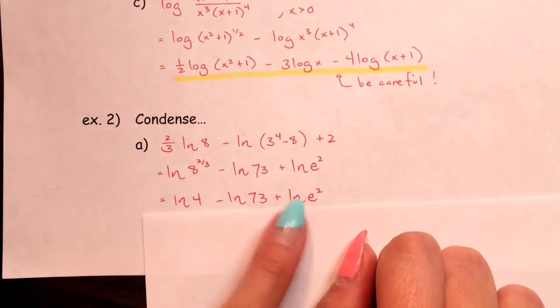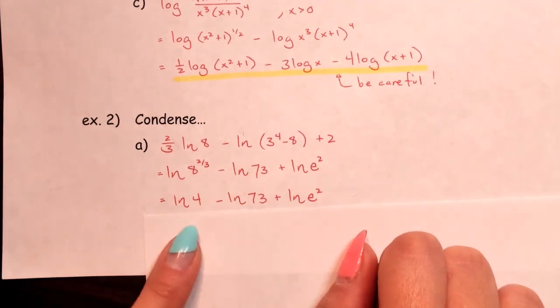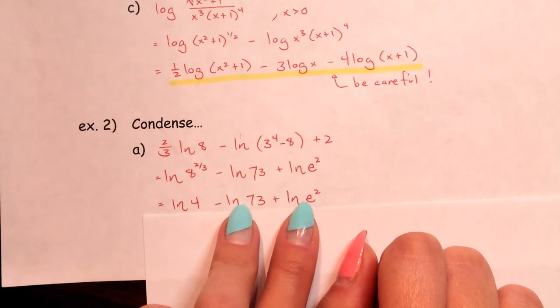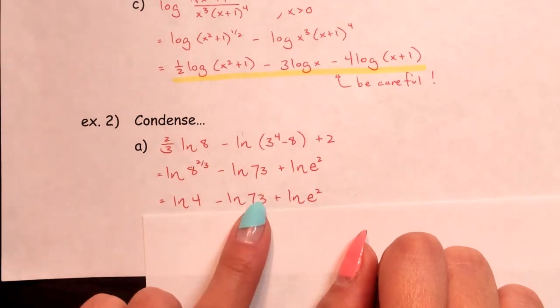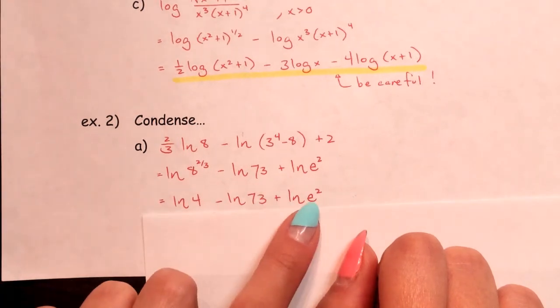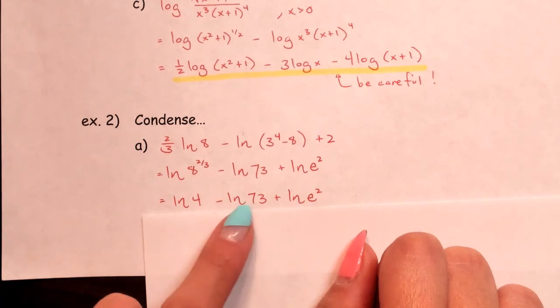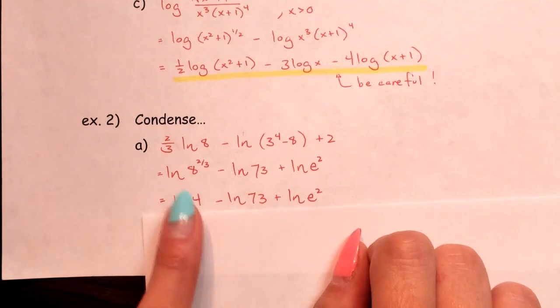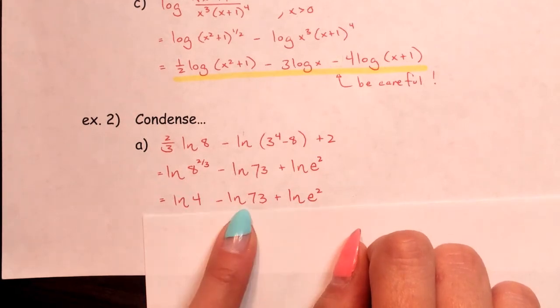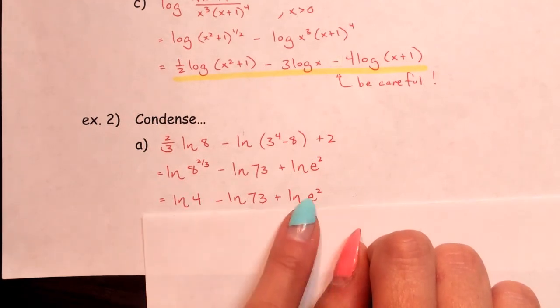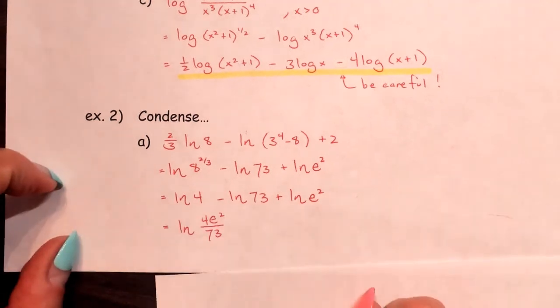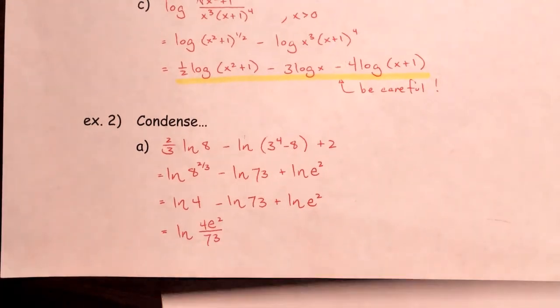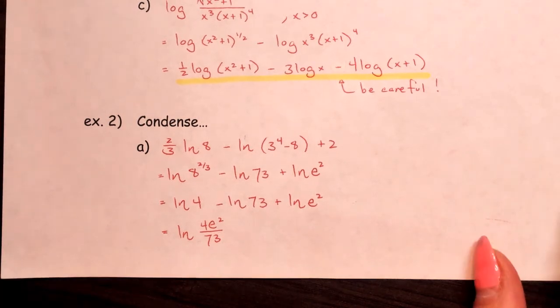Okay, so I will tell you what I would do next in this step. I would change places for these because I don't want to think that this and this go on the bottom, right? This isn't a negative quantity. It's not like there's parentheses around here. Really, it's this plus this minus this. So it's going to be 4 times e squared divided by 73. That's your final answer. Okay, so I think there's 2 more.